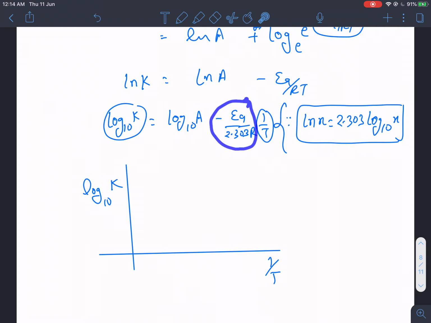Activation energy is always positive. I'll just explain about this. So Ea divided by 2.303 R, the whole thing is positive, and there is a negative sign here. So it's having a negative slope with this value. And the A value, let me tell you, is very high, of the order of 10 to the power 4, 5, 6. So this log of A will be positive. So how will the overall graph look like? It will look like this.